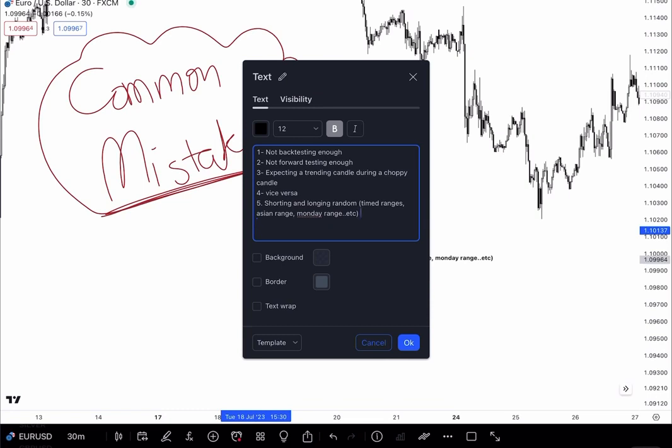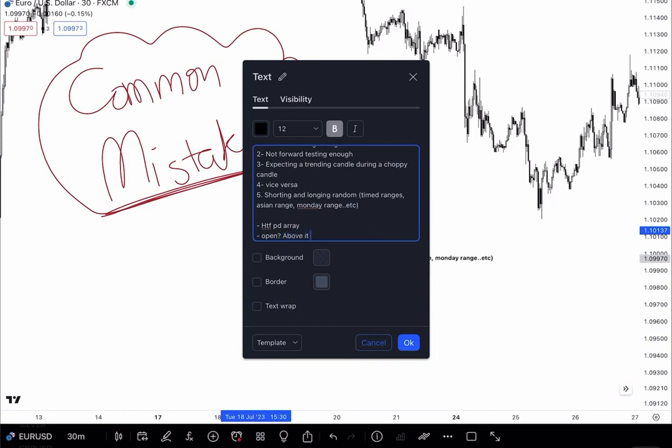So this, of course, can be easily avoided by your checklist, which is a higher time frame PD array, and are we above the opening price if bearish, or below it if bullish? Above it, below it. Where are we? What's the ADR look like? What's happening with these standard deviations? Although I pay less attention to them, they're not important, they're a good tool to have at hand. Are we in premium or discount? Premium discount. PD array. Are we high or low?